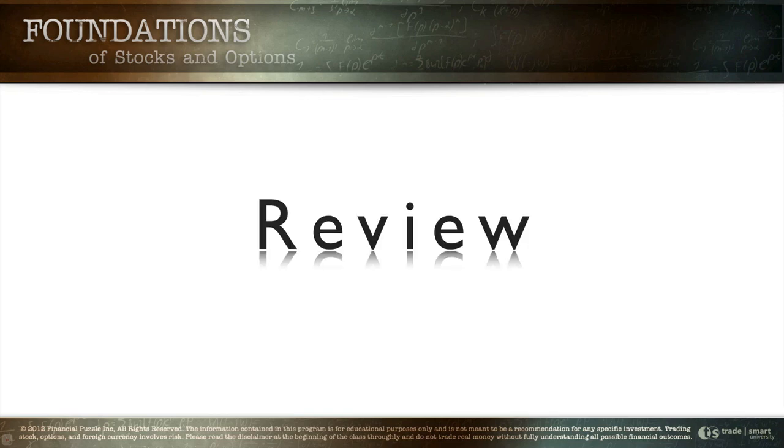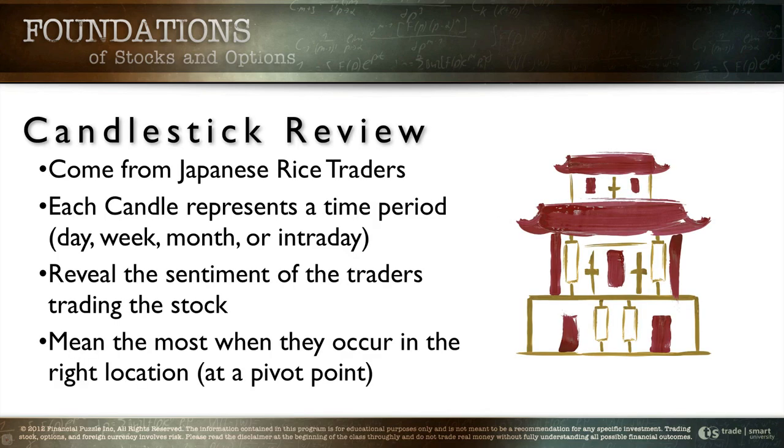So let's do a quick review. In the last class, you learned that the candlesticks come to us from Japan, and specifically they come to us from the Japanese rice traders. Japanese rice traders back in the 1700s used candlesticks to help solidify price action, marking the open, high, low, and close. Of course, each candlestick represents a specific time period. You can have a candlestick that represents a day, a week, a month, or any of the intraday periods. And a candlestick is going to reveal the sentiments of the traders trading the stock.